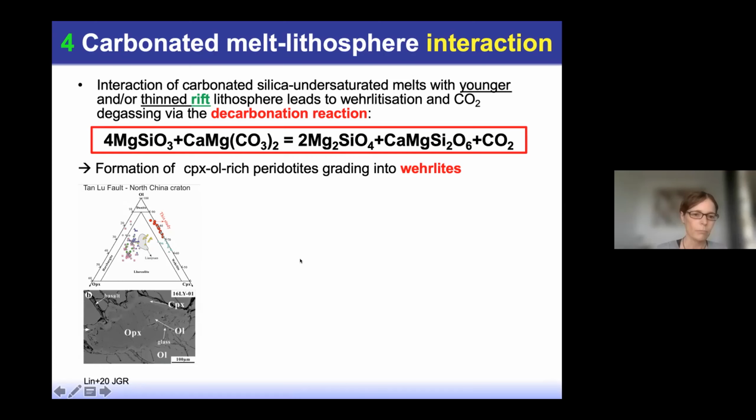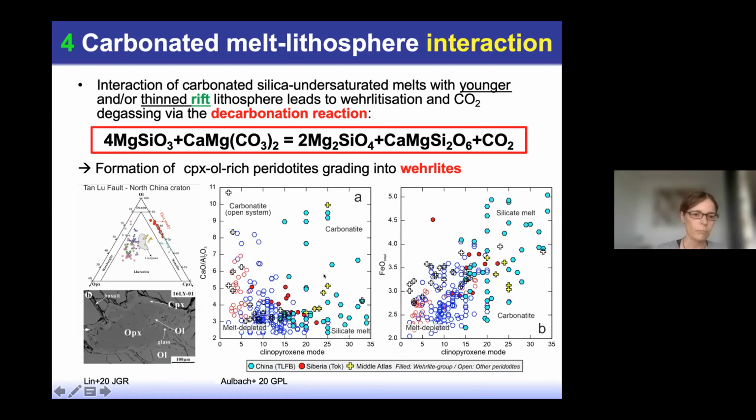And then we can look at various wehrlite-bearing xenolith suites from around the world, and we can see that the clinopyroxene modes increase, and sometimes that is accompanied by an increase in calcium over aluminium, which we then typically ascribe to carbonatite metasomatism, so a silica-poor carbonated melt, whereas sometimes an increase in clinopyroxene mode gives rise to higher FeO contents, which is probably a more silica-rich melt that has caused the wehrlitisation.